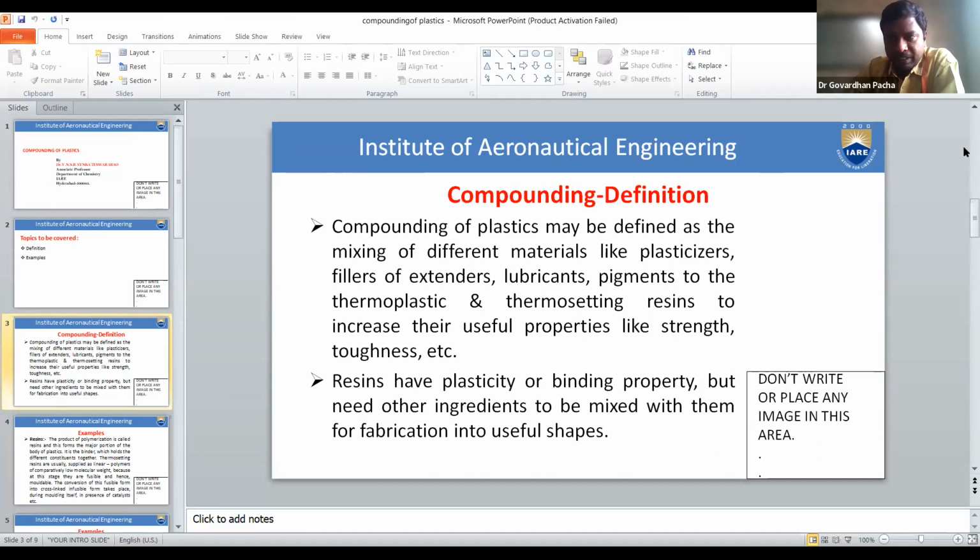Am I all of you visible my screen? Am I audible to you? All of you visible my screen? Yes, sir. Compounding definition. Visible, sir.